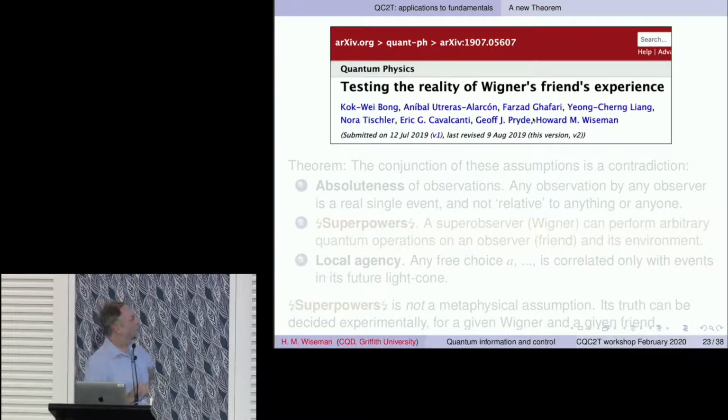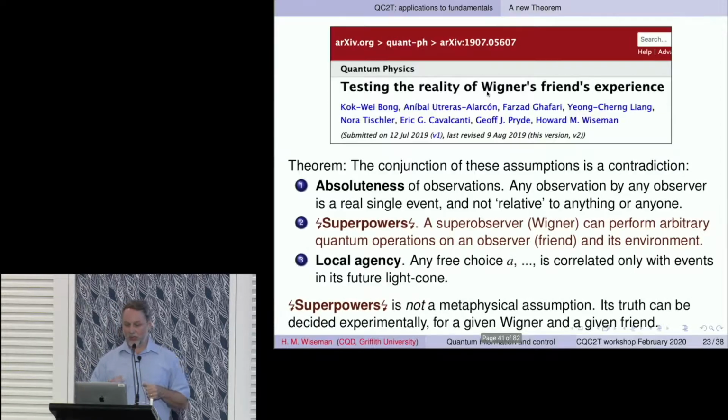Okay, there is, as I said, a theorem. The way I'm going to state it here is slightly different from what is in this paper, so don't be too shocked if you go and look that up and find something different. Okay, so the theorem is that the conjunction of these assumptions is a contradiction. So the point is now we do not have predetermination anymore.